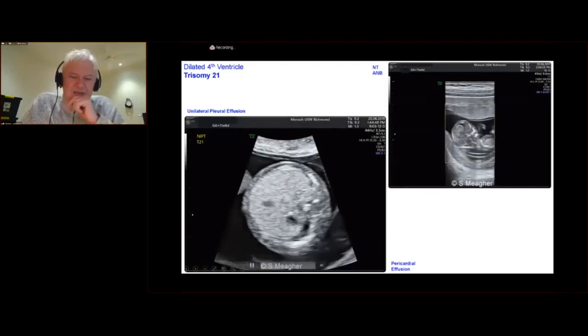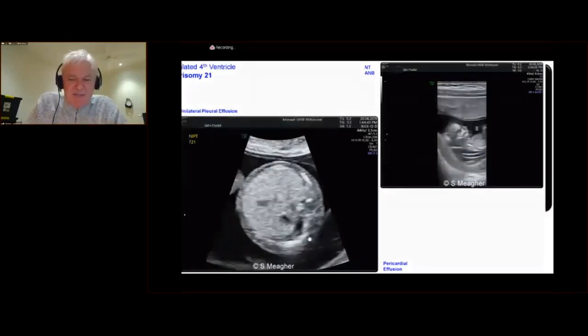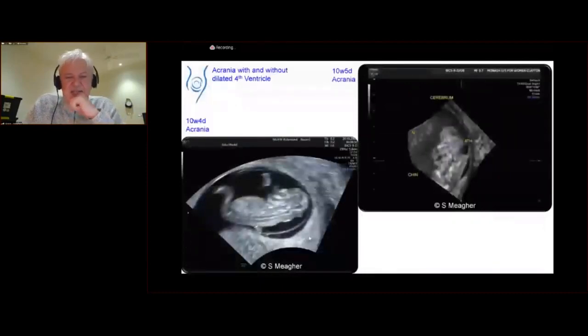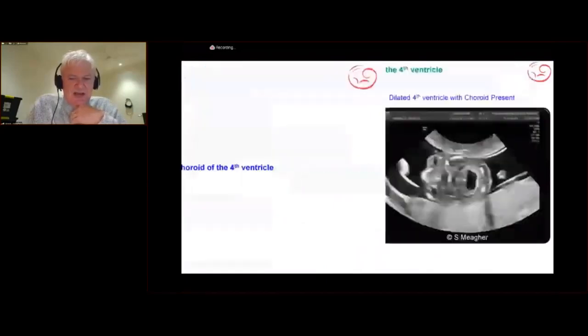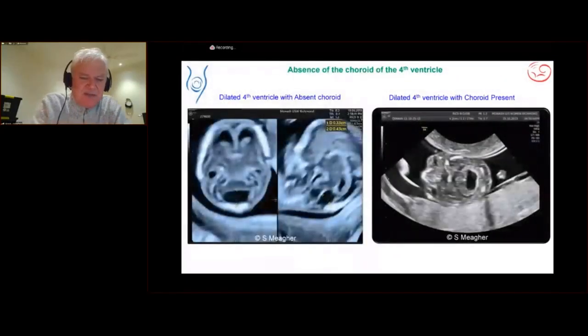So I'll finish up with the last two slides, which is absence of the choroid. And this relates to the morphology of the roof of the fourth ventricle. And it was my good friend Waldo Sepulveda from Chile, from Santiago, who reported on this. And what his observation was is he compared normal, which is here, the echogenic choroid, the roof of the fourth ventricle, and this is the fourth here.